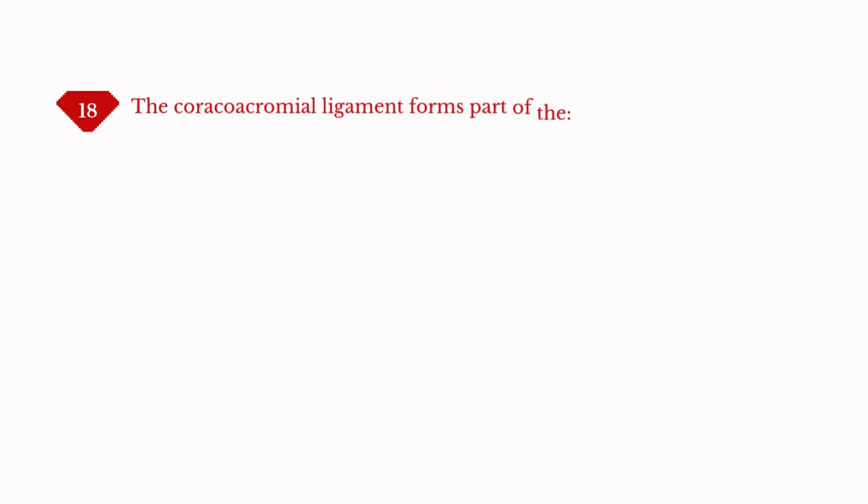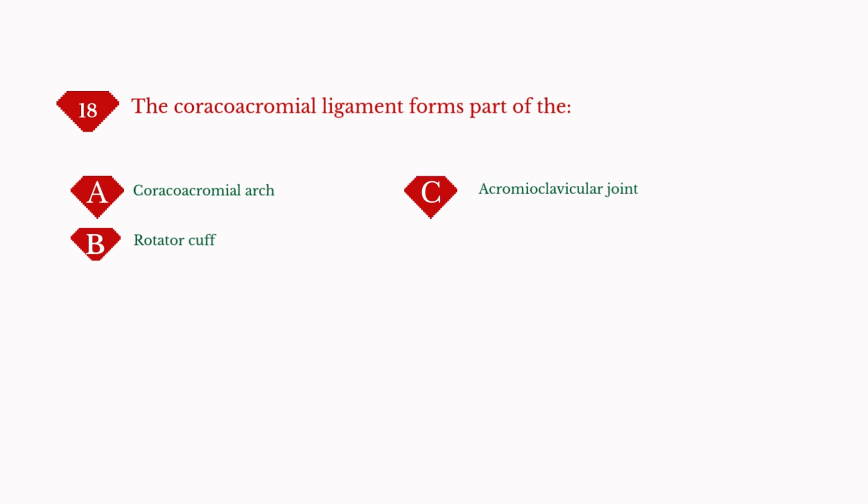The coracoacromial ligament forms part of the A. Coracoacromial arch. B. Rotator cuff. C. Acromioclavicular joint. D. Glenohumeral joint.